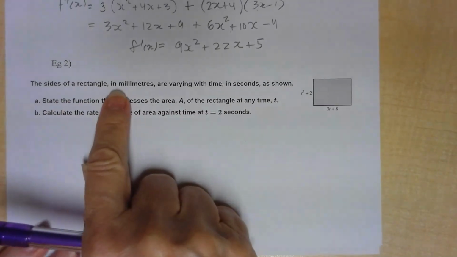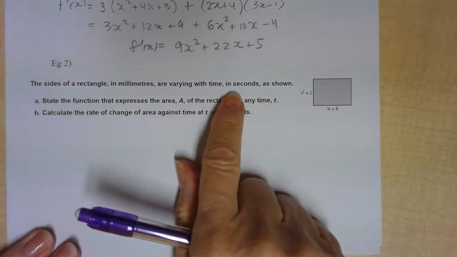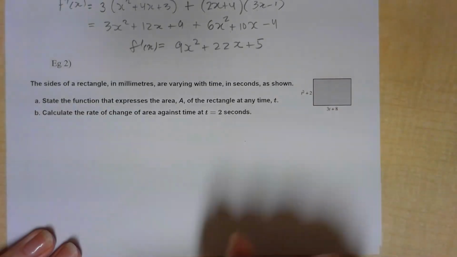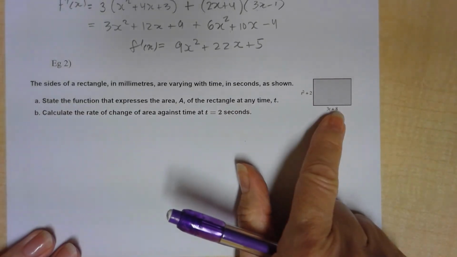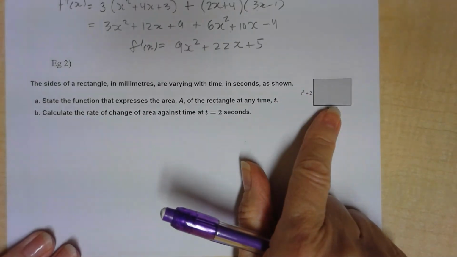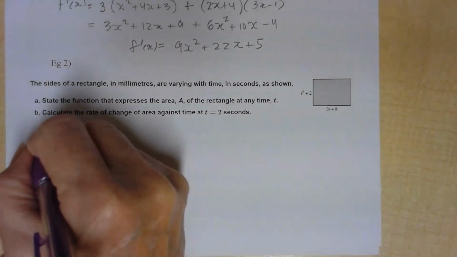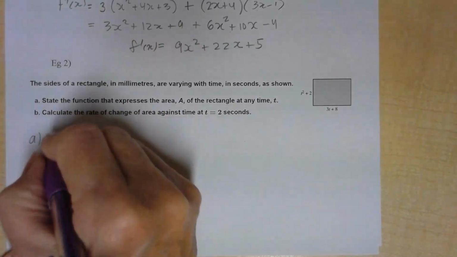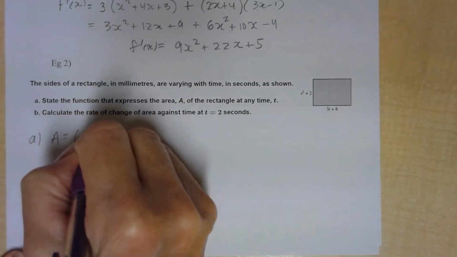It says the sides of a rectangle in millimeters are varying with time. So this must be shrinking or growing, okay? And it gives in seconds, and it gives the two sides. And so it says express the function that's area. So I know that's length times width.